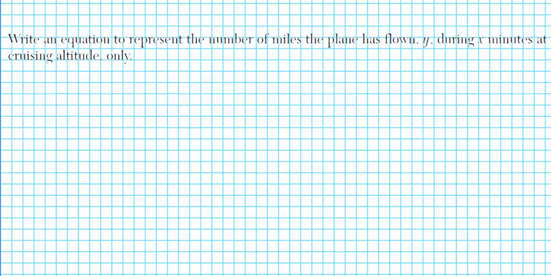All right, let's look at part B of question 35. It says write an equation that represents the number of miles the plane has flown, y, during x minutes at cruising altitude only. So we are going to write down our formula again. What is our formula? Distance is equal to rate times time, but rate is speed, so you can write it as D equals ST.